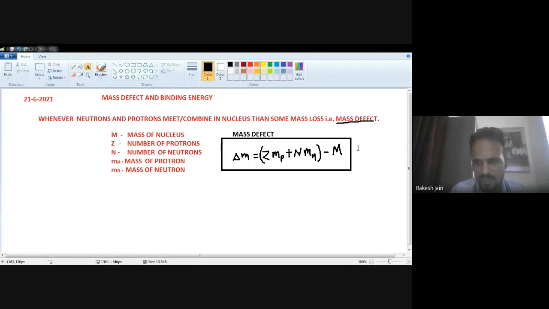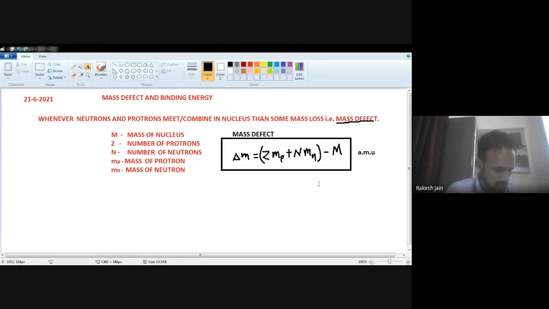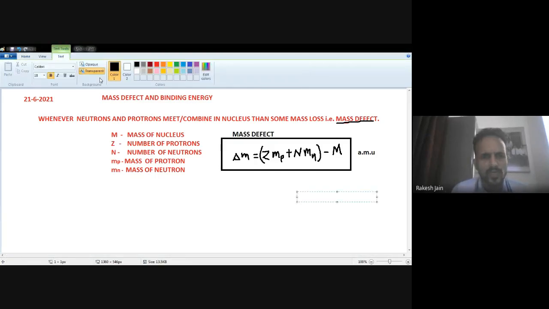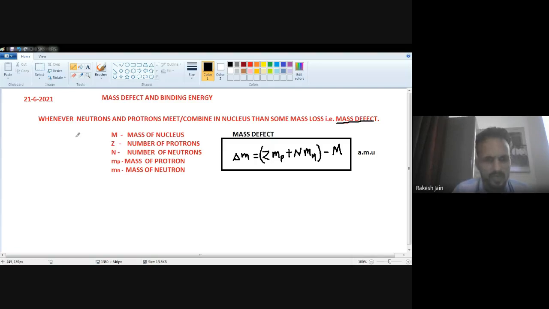And the unit is atomic mass unit. Atomic mass unit, amu, is the standard unit for the mass defect. Now we know that the total protons and neutrons are given by Z. For example, lithium, hydrogen, helium, lithium.